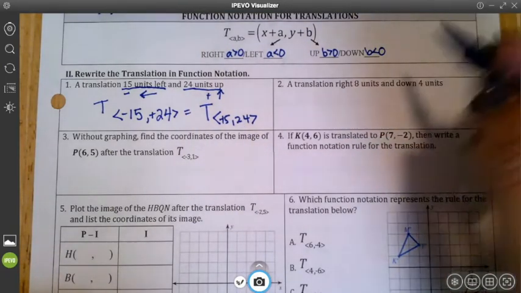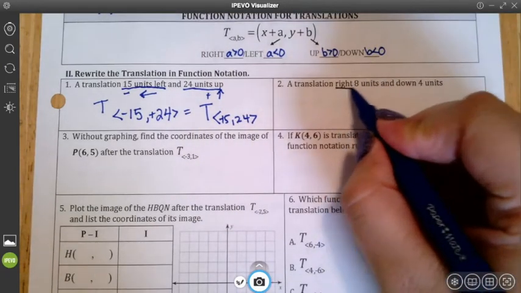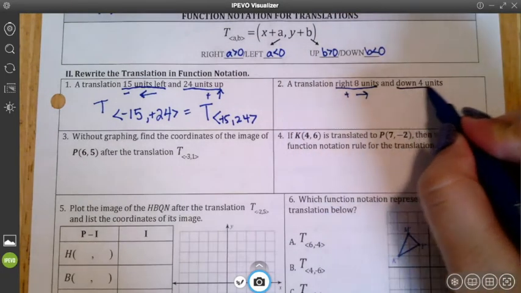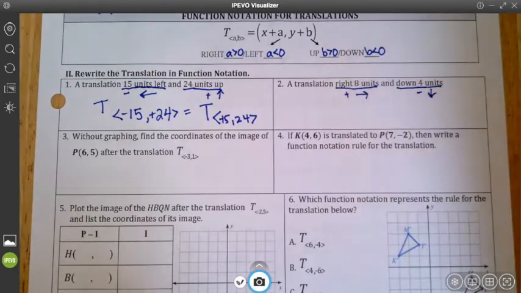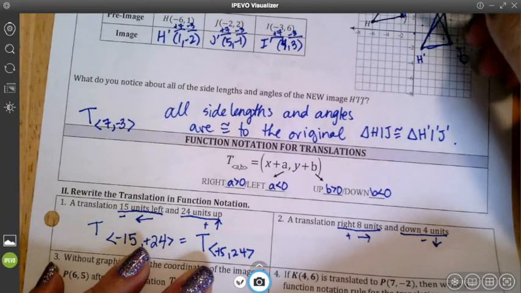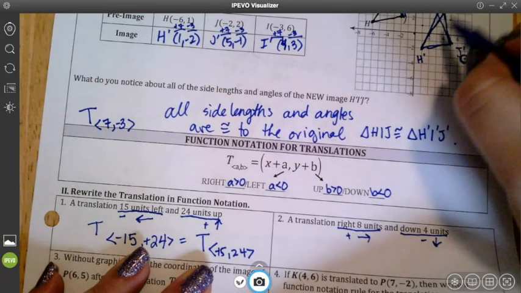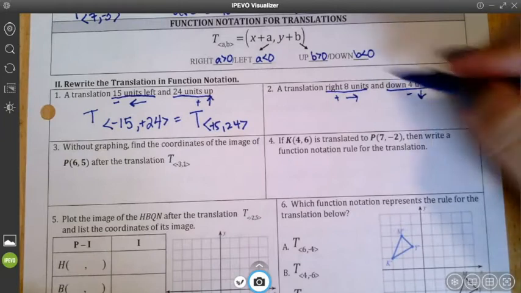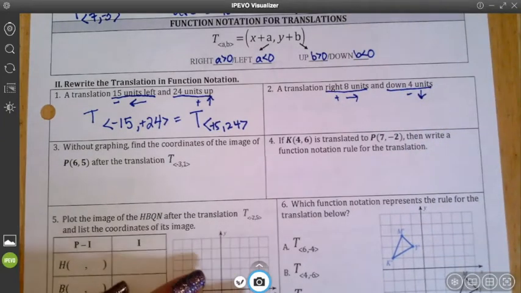Let's do one more. A translation, right 8 units to the right is positive, and down 4 units. Down is negative. So think about when you're looking at your graph, when you're looking at a grid like this, up is the positive numbers, down is the negative numbers. To the right is positive numbers, to the left is negative numbers. So those are the same values that we're using when we're moving these points as well.